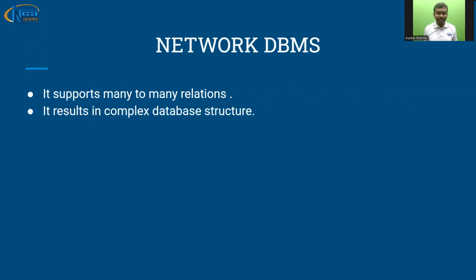Now let us move ahead and understand the network DBMS. You can understand network: network means certain things are connected with each other. Let's say you want to have a person related to some bank. One person, one bank is a one-to-one relationship, but it is not like that. One person may be related to multiple banks. This is a one-to-many relationship, but many persons can be related to many banks. So this is a many-to-many relationship. Network DBMS can support many-to-many relations.